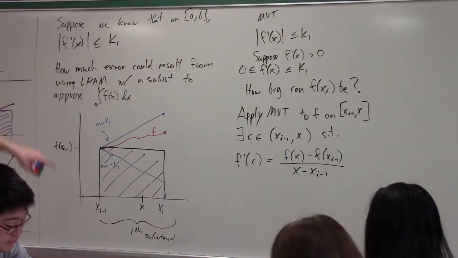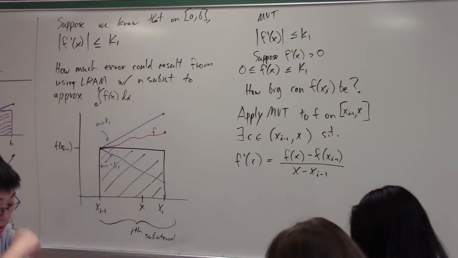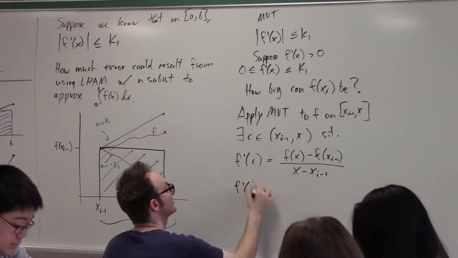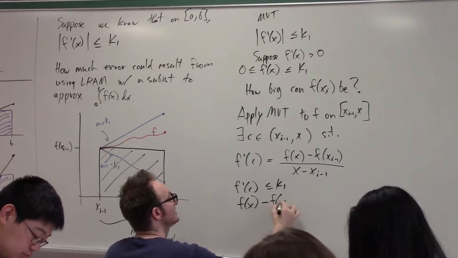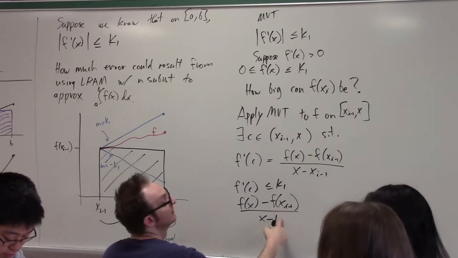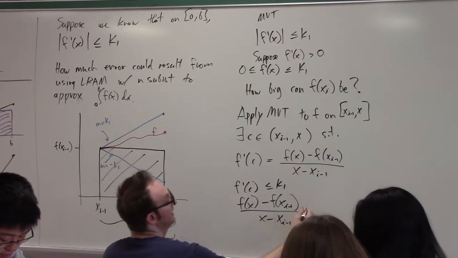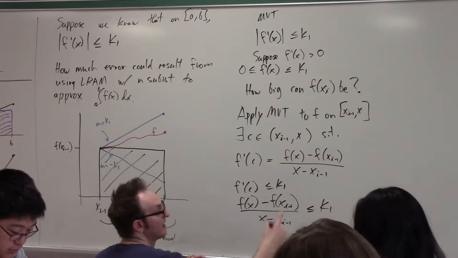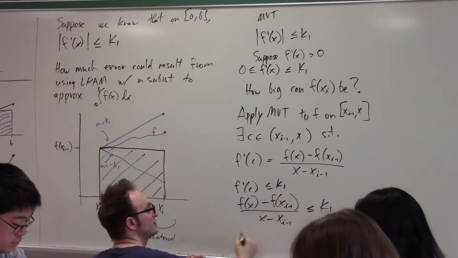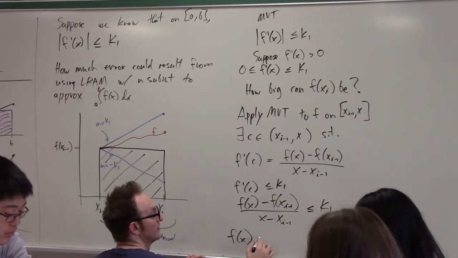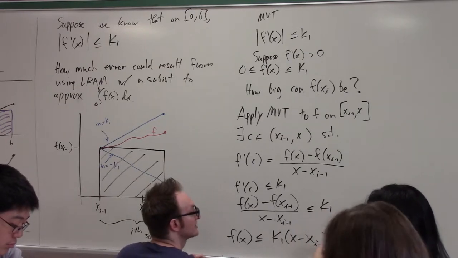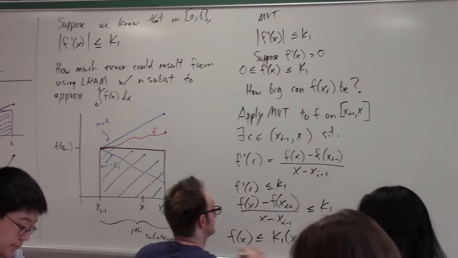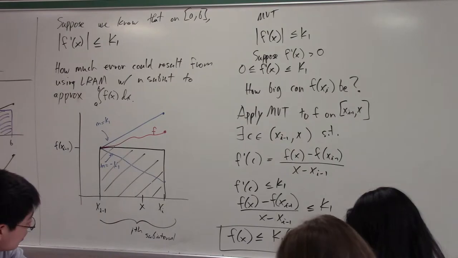And I also know that since the point C is somewhere in between here, since C is on that interval, it must be true that f prime of C is less than or equal to k1. So if the derivative is less than or equal to k1, then this f of x minus f of x sub I minus 1 over x minus x sub I minus 1, that must be less than or equal to k1. I just proved this via the mean value theorem, and if I rearrange things, it shows that my function must be less than or equal to k1 times x minus x sub I minus 1 plus f of x sub I minus 1. All right, this is a lot of dense math here, but really it's just an application of the mean value theorem and just following the algebra.